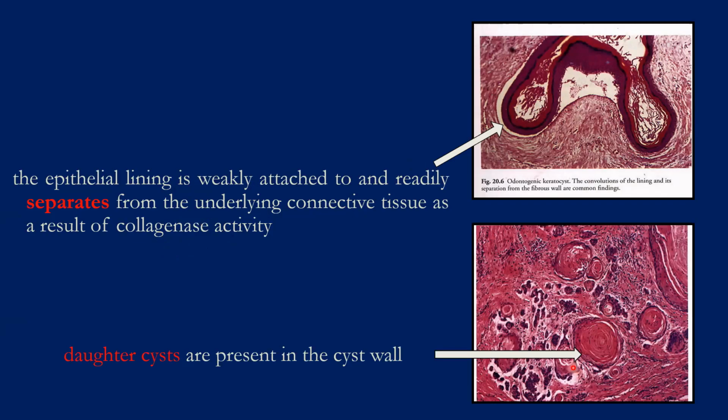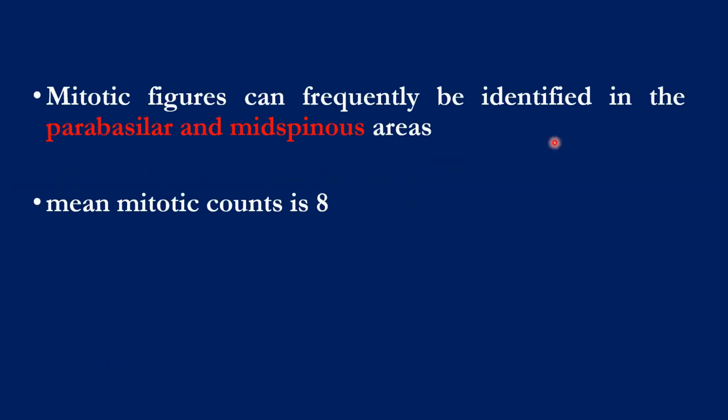Very important and unique feature of OKC is the presence of daughter cysts or satellite cysts or microsatellite cysts, which is a cause of recurrence of the tumor. We'll discuss it more. And these daughter cysts are present within the cyst wall or the connective tissue capsule. Even mitotic figures can be frequently identified both in parabasilar and mid-spinous area.